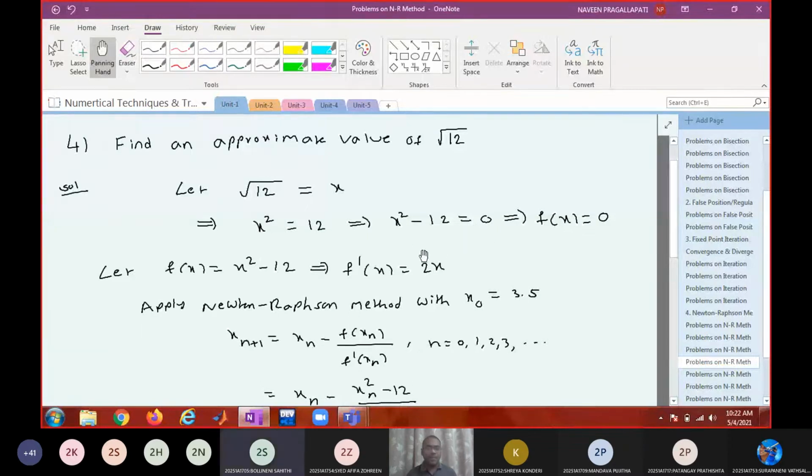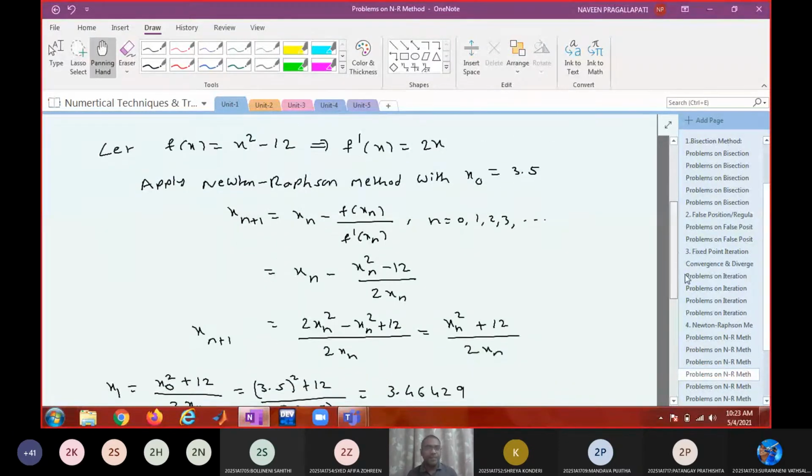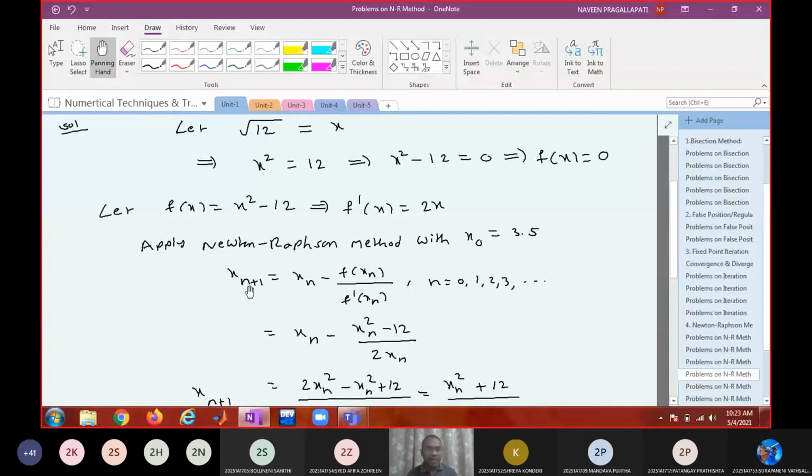Yes, sir. Okay, so you consider f like this and find out its derivative. You start with some initial approximation. You know 3 square is 9, 4 square is 16. So 12 is in between 9 and 16. Therefore your root will be maybe in between 3 and 4. So I took the midpoint of 3 and 4. I started with 3.5. So what is the formula for Newton's iteration method? xn plus 1 equal to xn minus f of xn by f dash of xn.